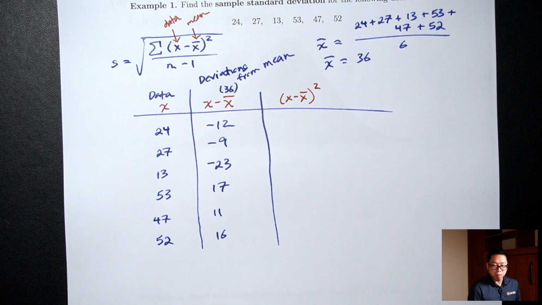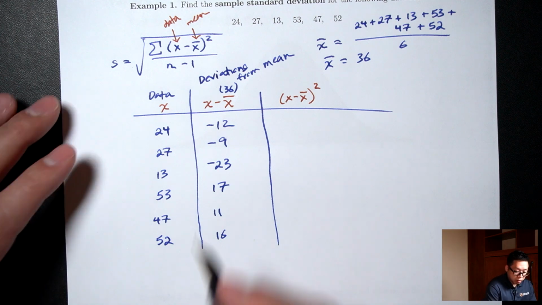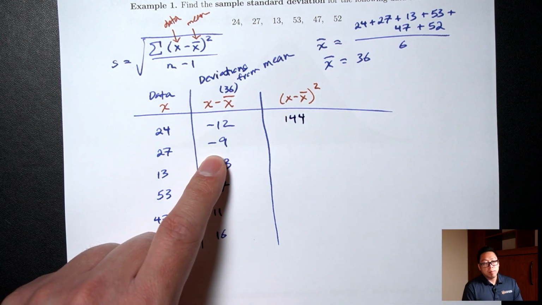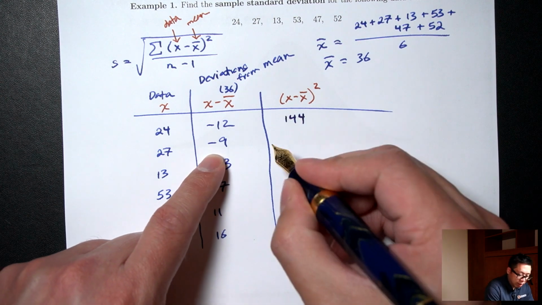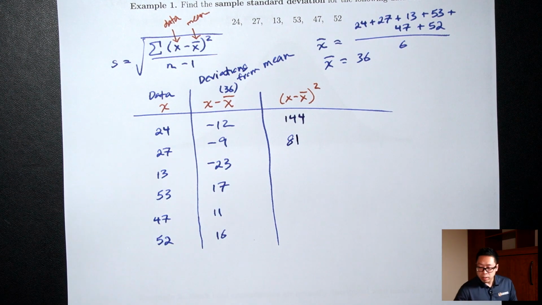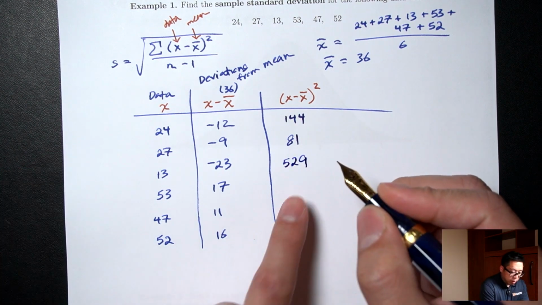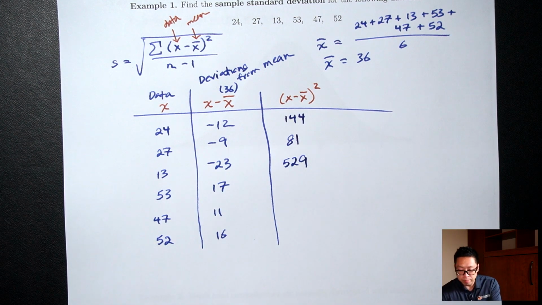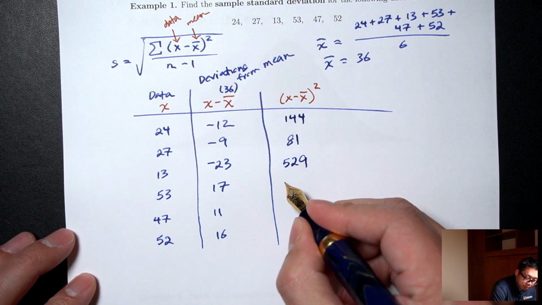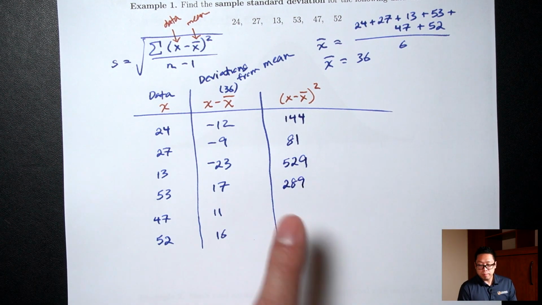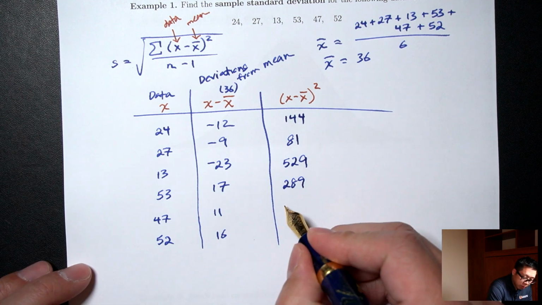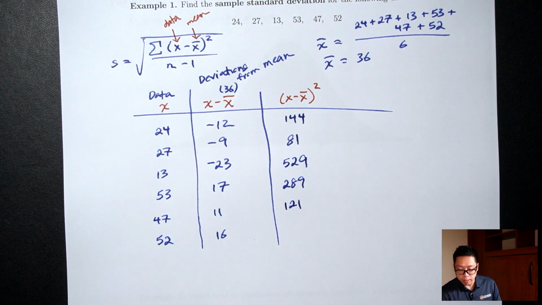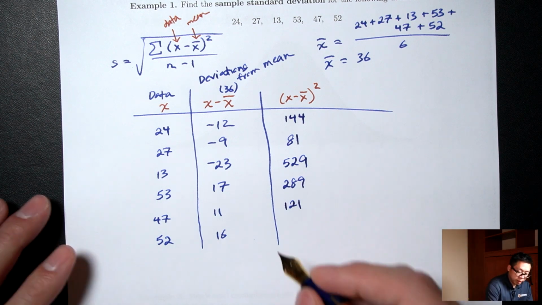So squaring just means multiply by itself. Negative 12 times negative 12. Okay, when we square it, we should always get positive numbers. So this is a positive 144. Negative 9 squared, that's negative 9 times negative 9. That's a positive 81. Negative 23 squared, negative 23 times negative 23. Positive 529. 17 squared, 17 times 17. 289. 11 squared, 11 times 11. 121. 16 squared, that's 16 times 16. It's 256.